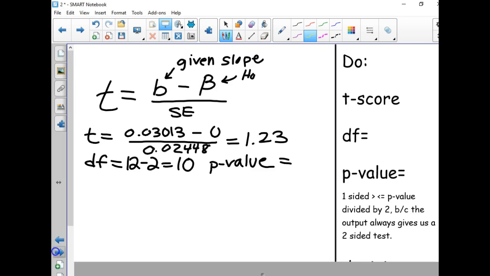Okay, and I wrote that here. For a one-sided, if it's greater than or less than, the p-value has to be divided by 2 because the output always gives us a two-sided test p-value. So I need to take 0.247 and divide it by 2. And that's like 0.13 something. What is that? 0.11. Did someone calculate it? 0.1235.